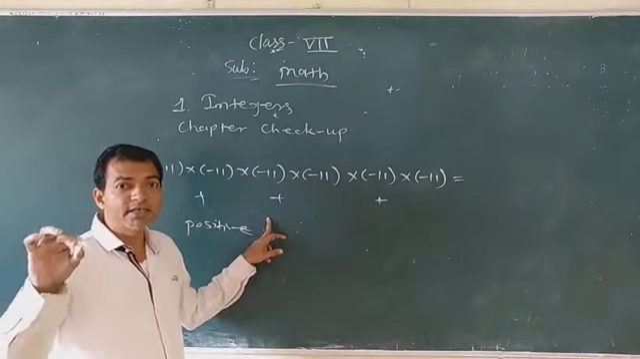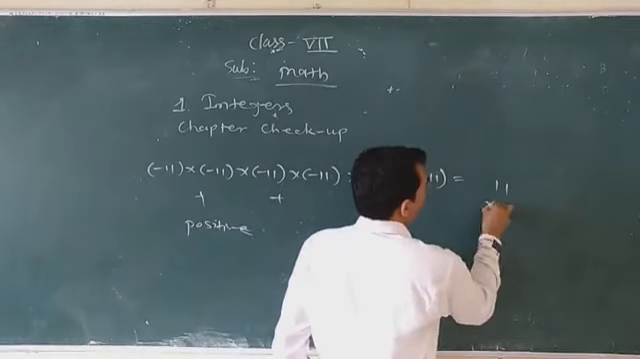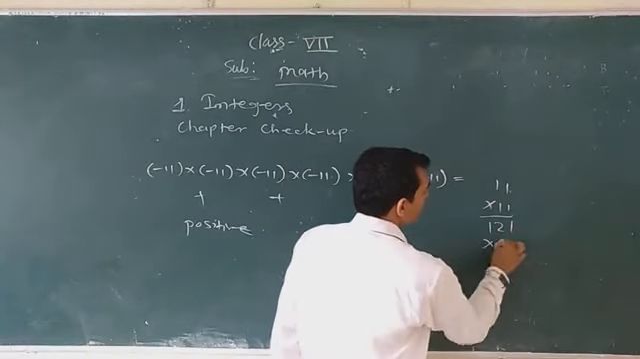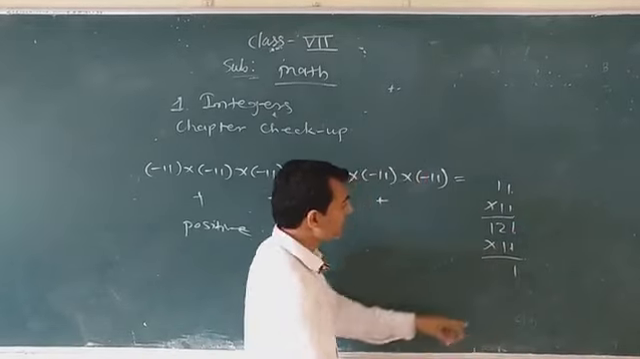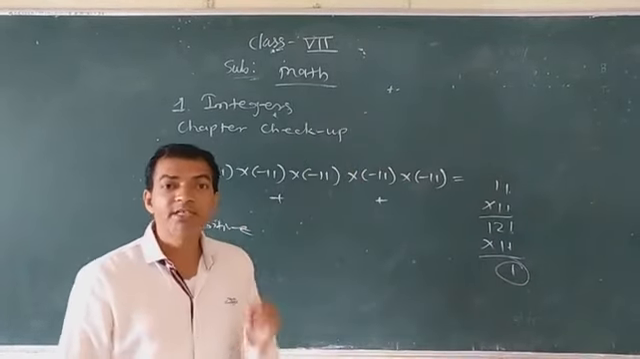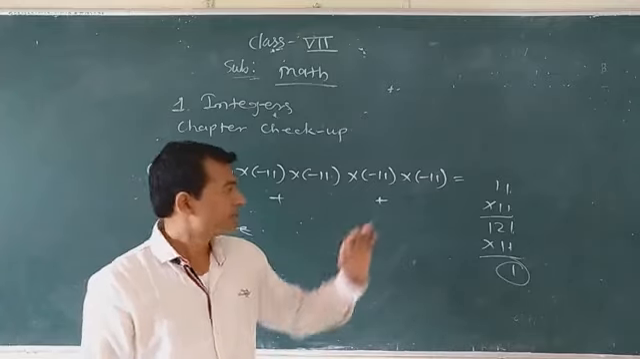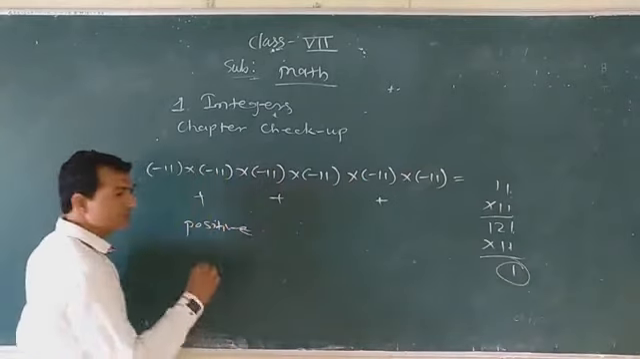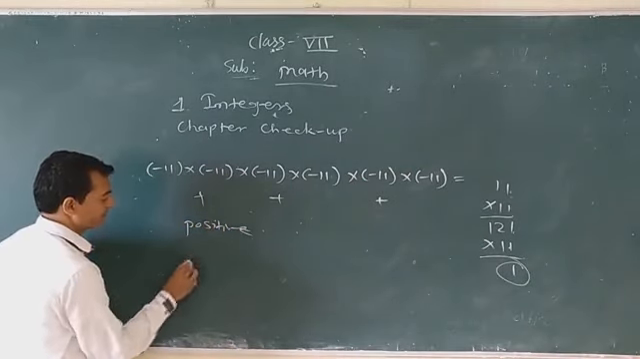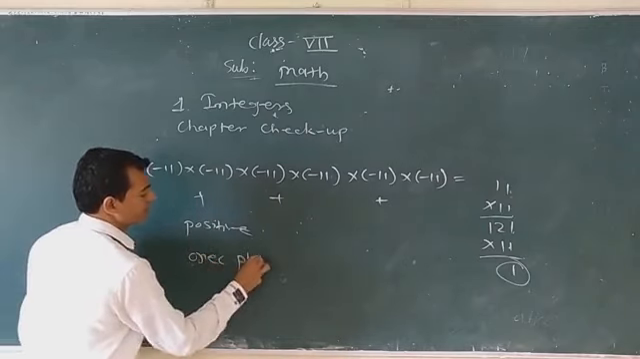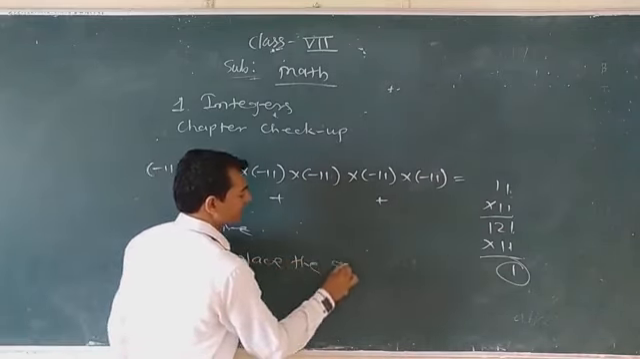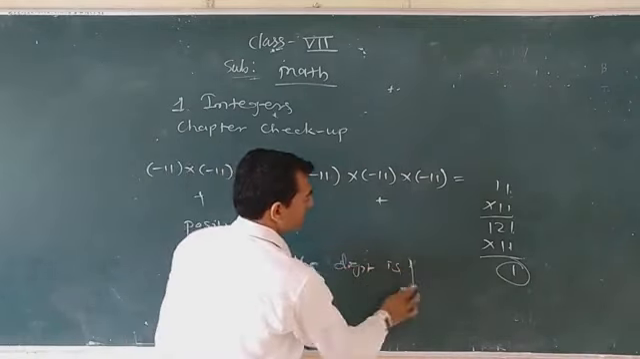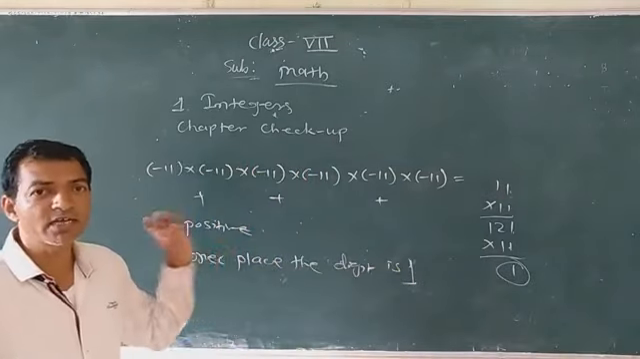Then what is the digit in the ones place? If you multiply 11 into 11, you get 1 in the ones place. Whatever may be the answer. Then again if you multiply 11, 1 into 1. So at last you get 1 in the ones place. In this way you have to multiply 6 times, and you can get the last digit, the ones place digit, is 1 only. So in this way you can write the answer directly.